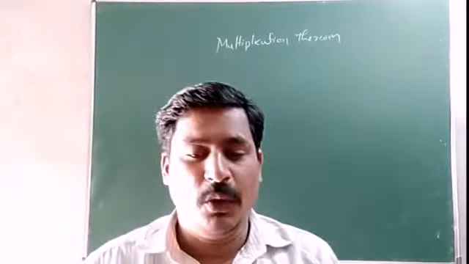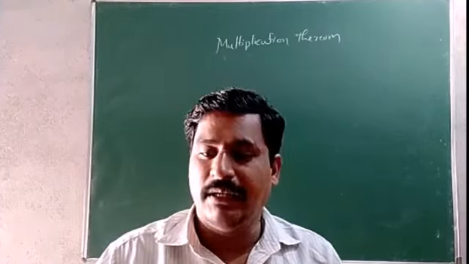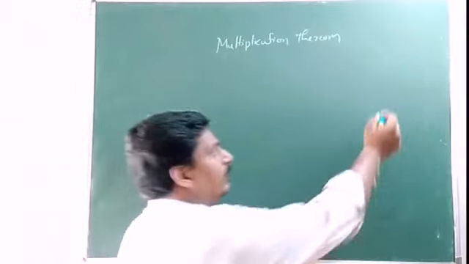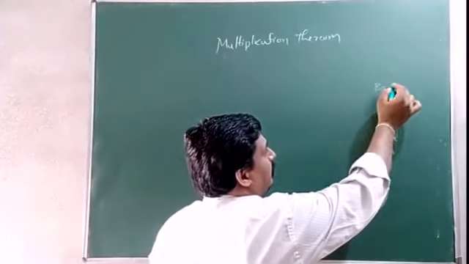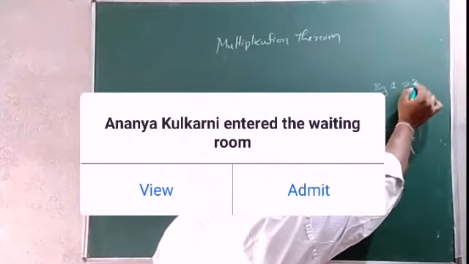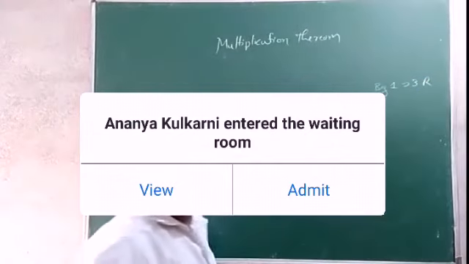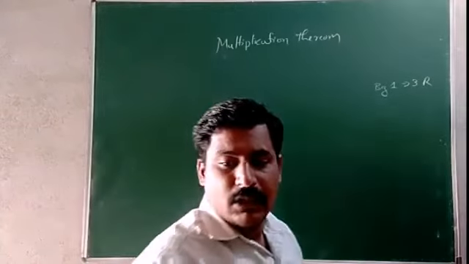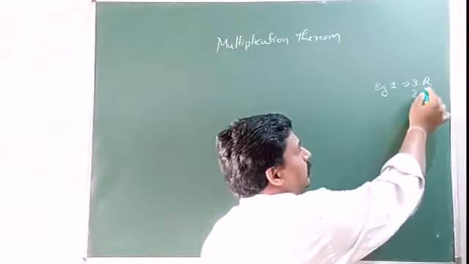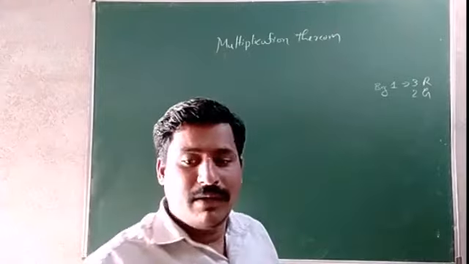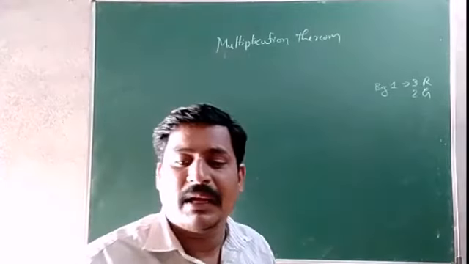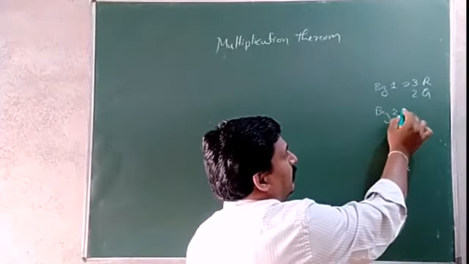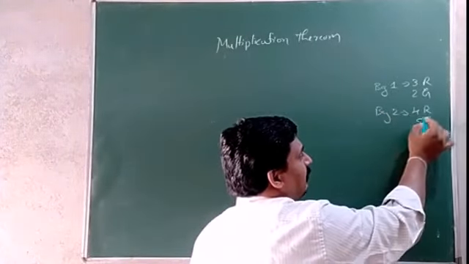Example 34. The first bag contains 3 red and 2 green balls. Bag 1 contains 3 red balls and 2 green balls. Now another bag is there. The second bag contains 4 red and 5 green balls. Bag 2 contains 4 red balls and 5 green balls.